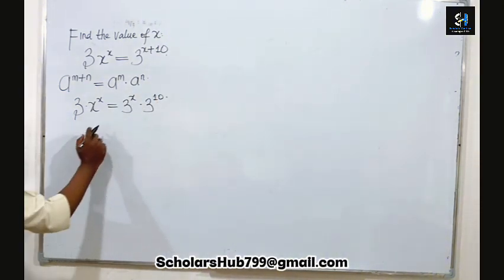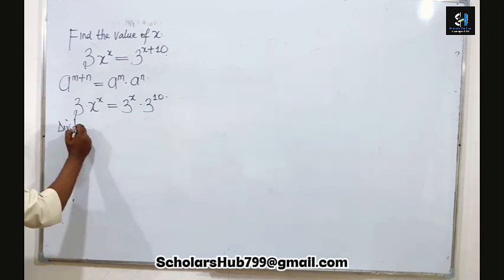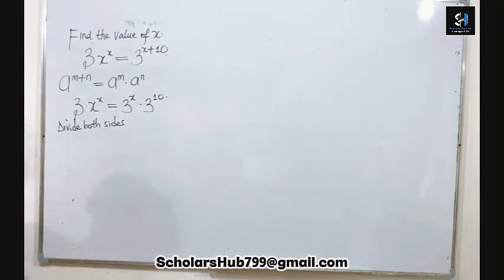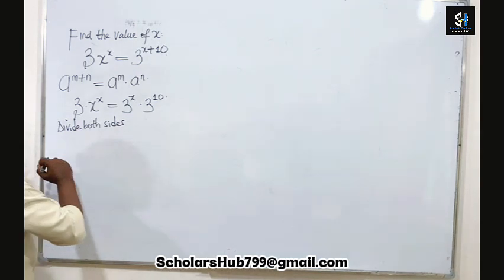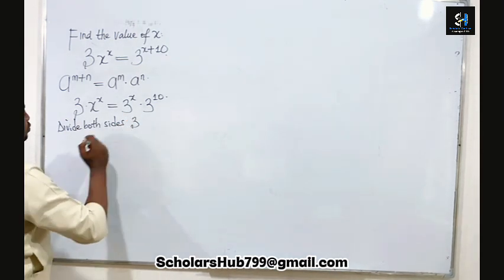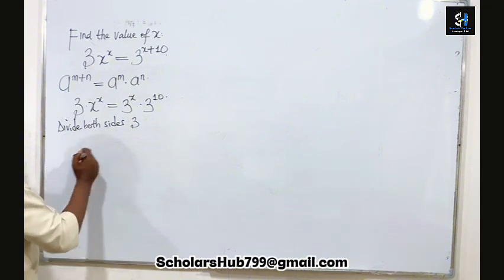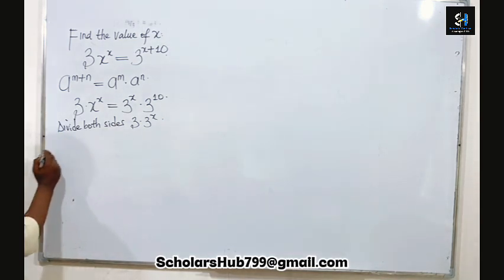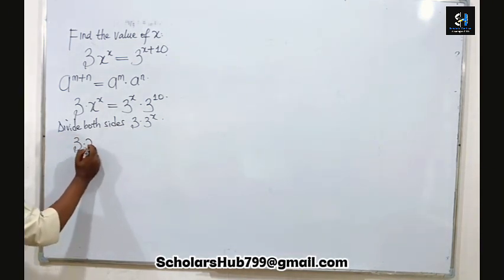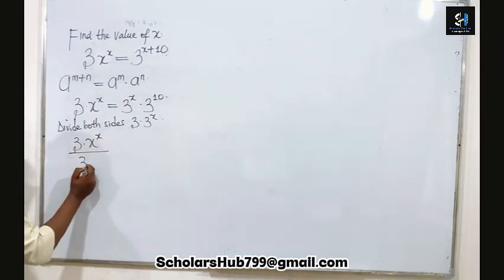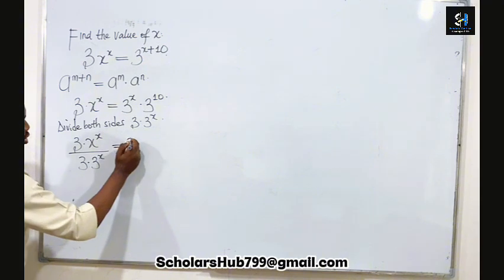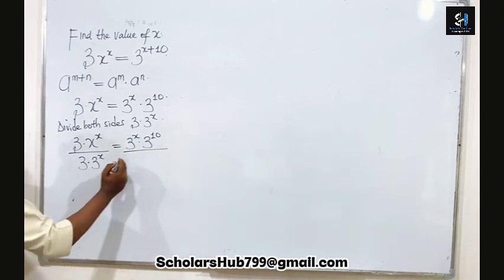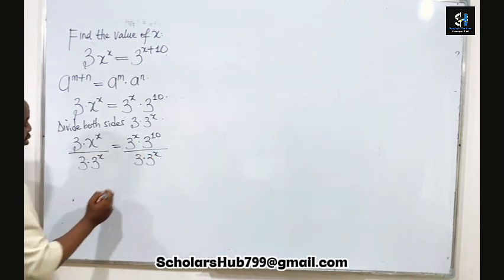Okay, so now I'm going to divide both sides by 3 times 3^x. So this will be 3 multiplied by x^x divided by 3 times 3^x, equals 3^x times 3^10 divided by 3 multiplied by 3^x.